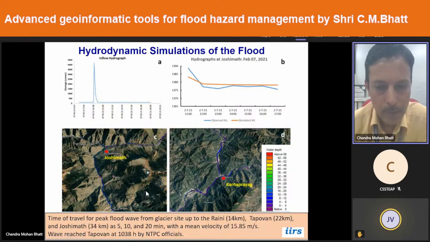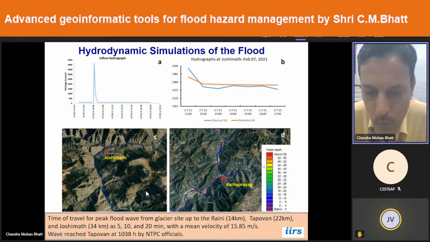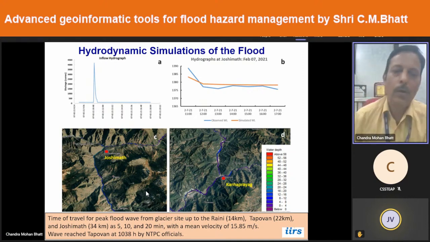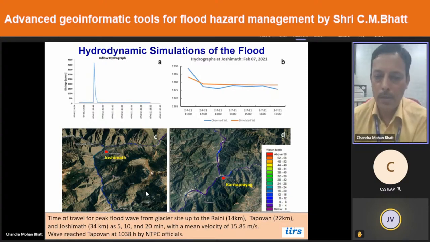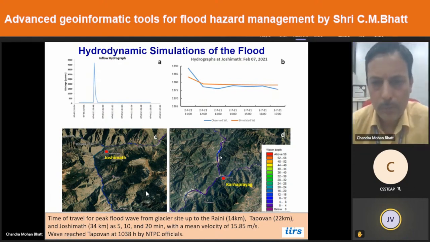This is the hydrodynamic simulation that was carried out at our place to identify what could be the depth of water and what could be the extent of flooding. This information was also carried out using the initial information that we were getting, using the different models we used, and we gave out what could be the velocity of the moving water and the depth of the water.